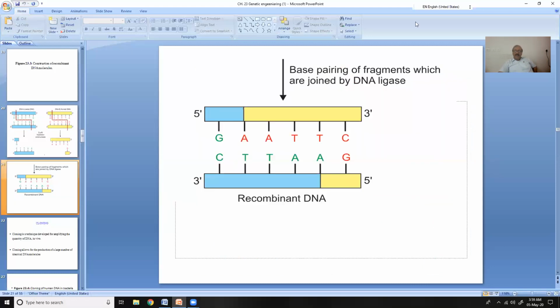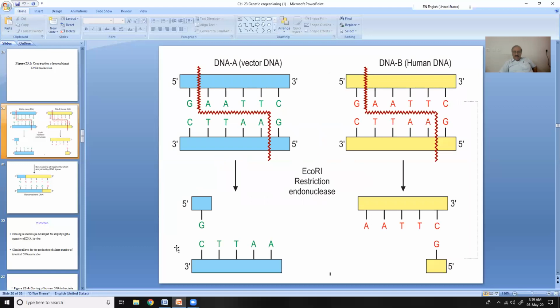And you see the base joining of fragments, which are joined by DNA ligase. They are combining this one and this one.